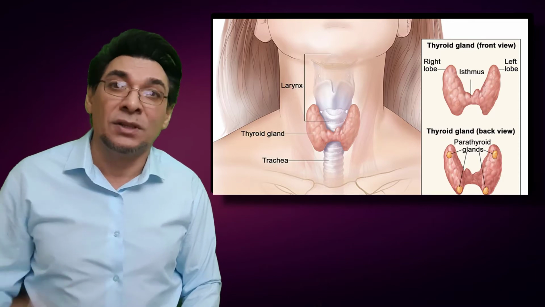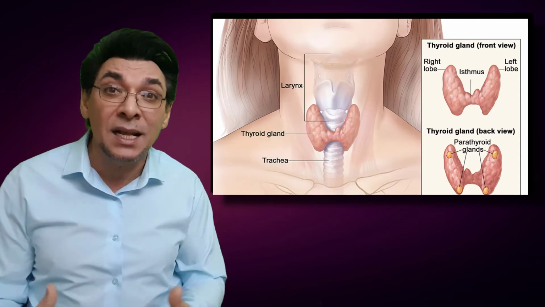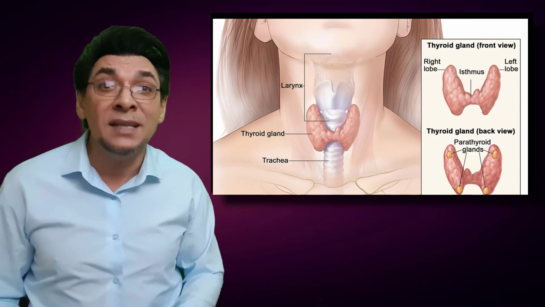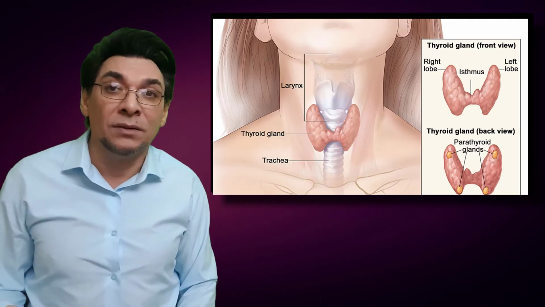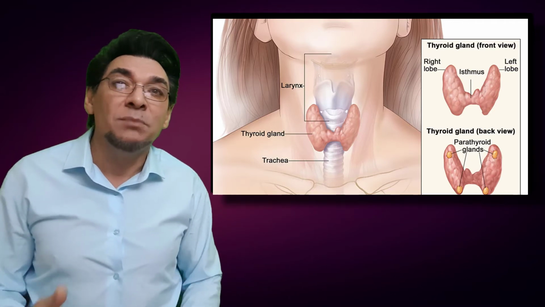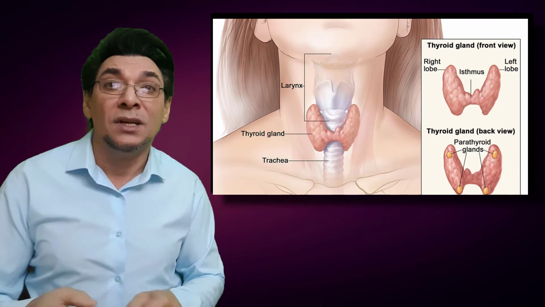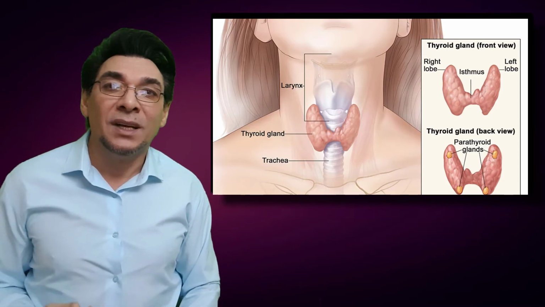Third, PTH binds to receptors on cells of the renal tubules and decreases the rate at which calcium is lost in the urine. And fourth, PTH acts on its target tissues to raise blood calcium levels to normal.